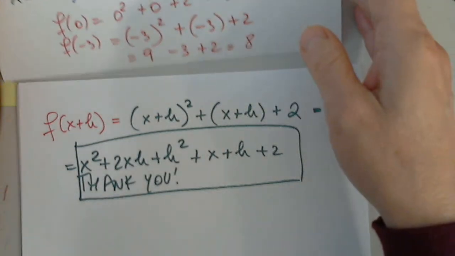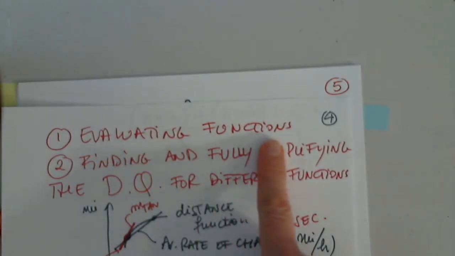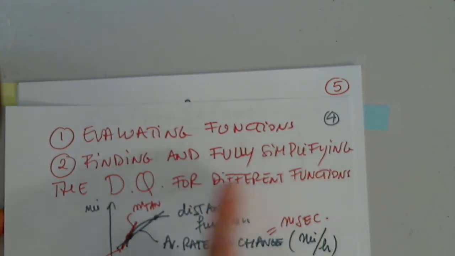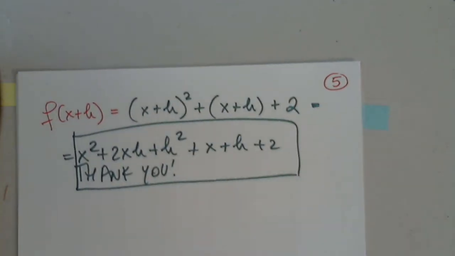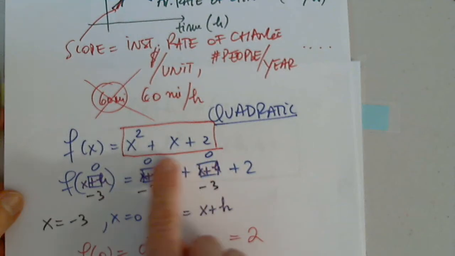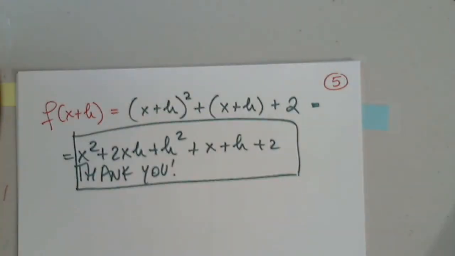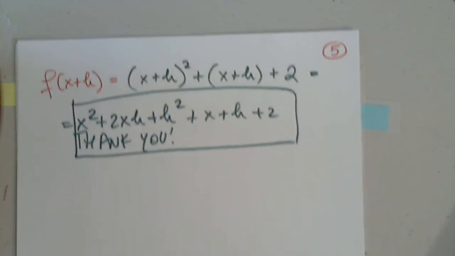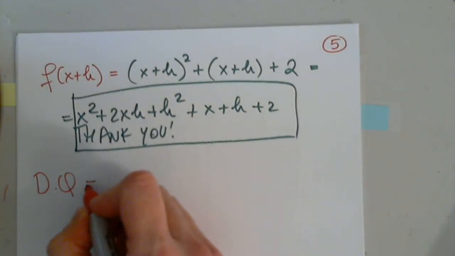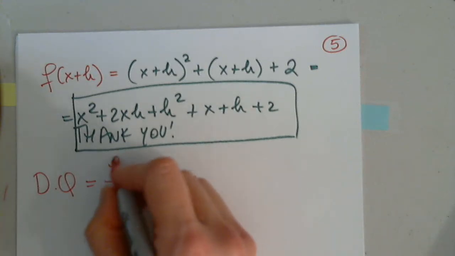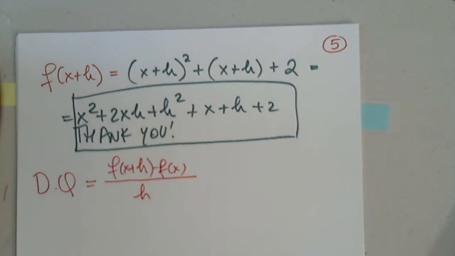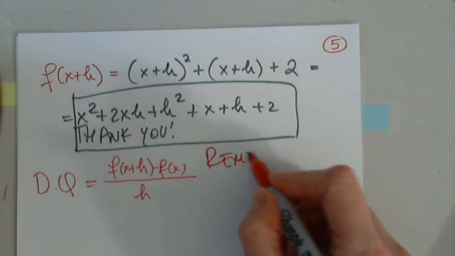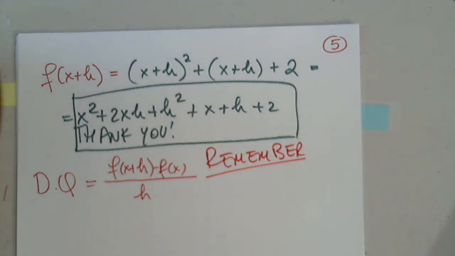Okay, so we know how to evaluate functions. Now we want to find and fully simplify the difference quotient for different functions. And let's start with the one that we just got here. I'm going to call it Haber function. Okay, so we want to find the difference quotient, which we already know has to be carved in memory moving forward. So please remember this. It will save us a lot of time throughout the semester.